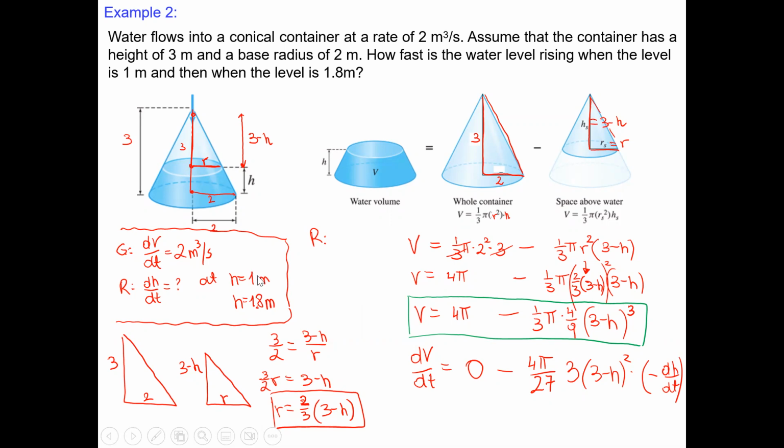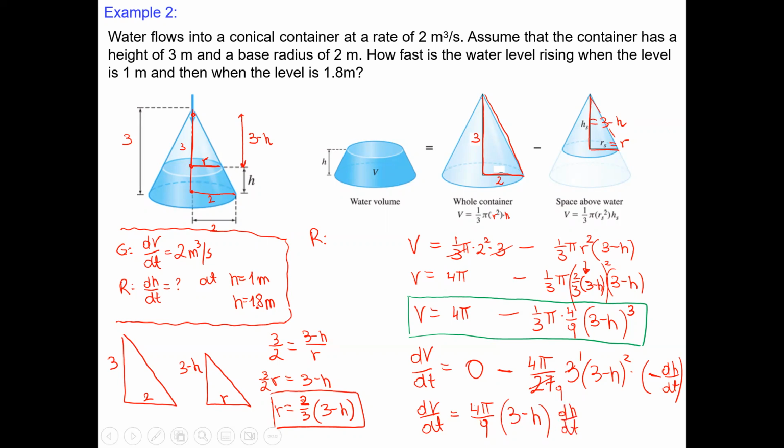Okay, and now we can substitute everything. Let's start with 1. We will substitute 1. But maybe I can nicely solve it. dV/dt: that negative and this negative will become positive. That means I can say 4 pi over, actually over 9, because 27 over 3 will become 9, this is 1. And then (3 minus h) dh/dt.